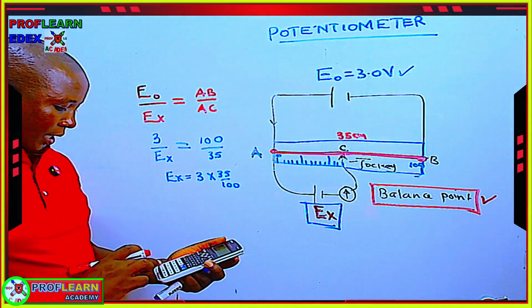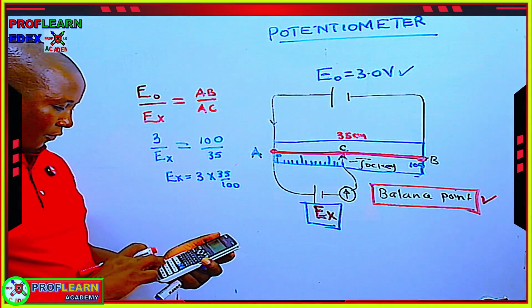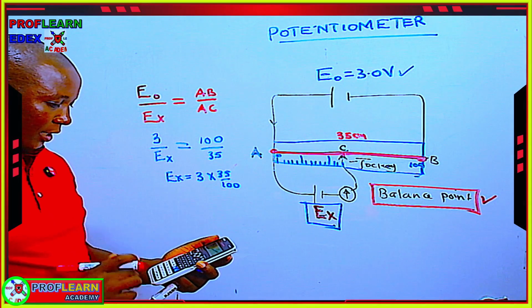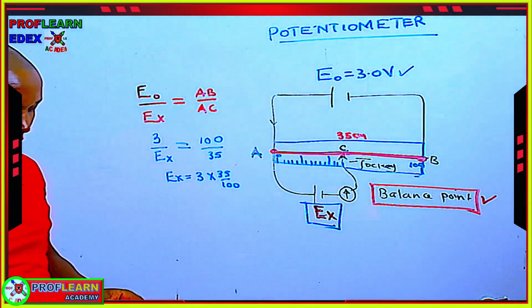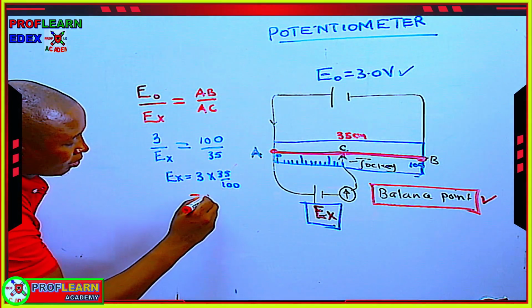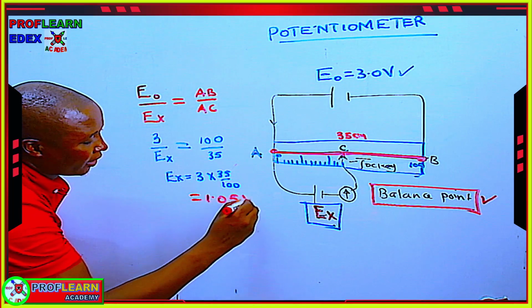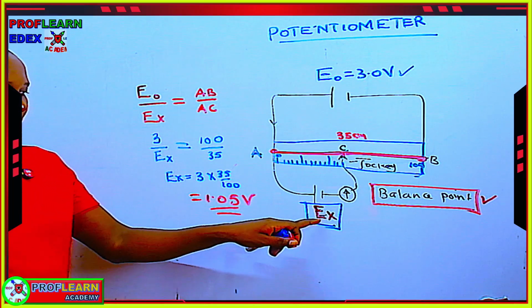So this will be 3 times 35 over 100, and that translates to 1.05. This becomes 1.05 volts for this particular question.